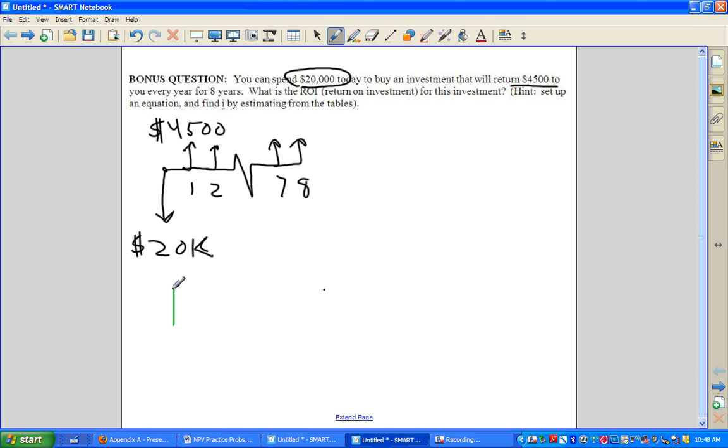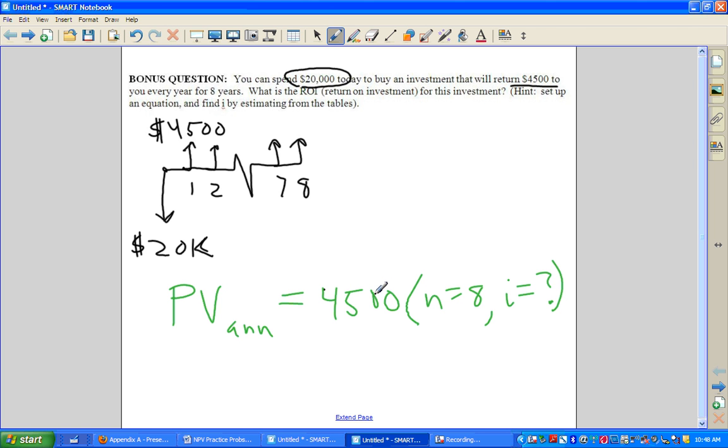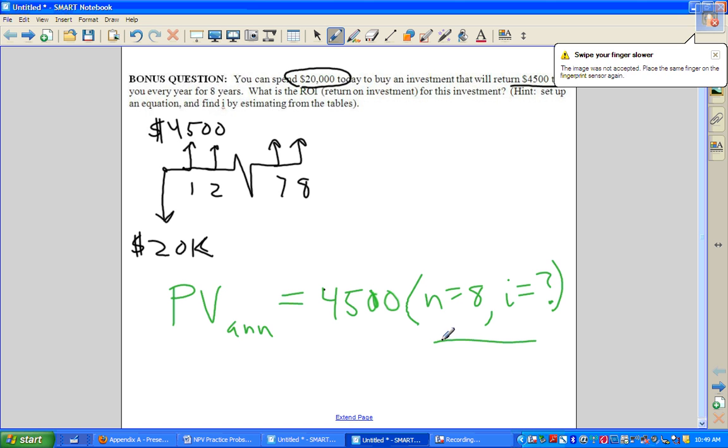Present value of an annuity equals $4,500 every year for a certain number of years. It's going to be 8 years. And the missing thing here that might throw people is we don't know what that interest rate is. I'm just going to put a question mark there. So what's going on here is that we don't know for sure how to find this factor.